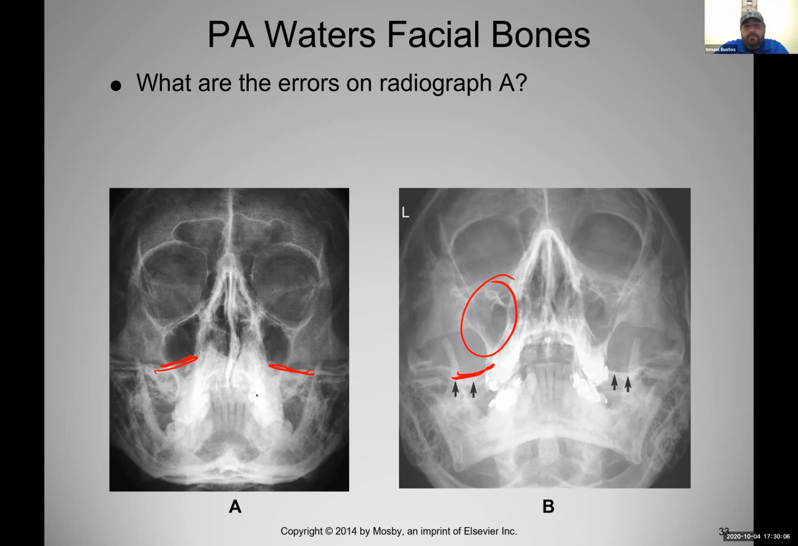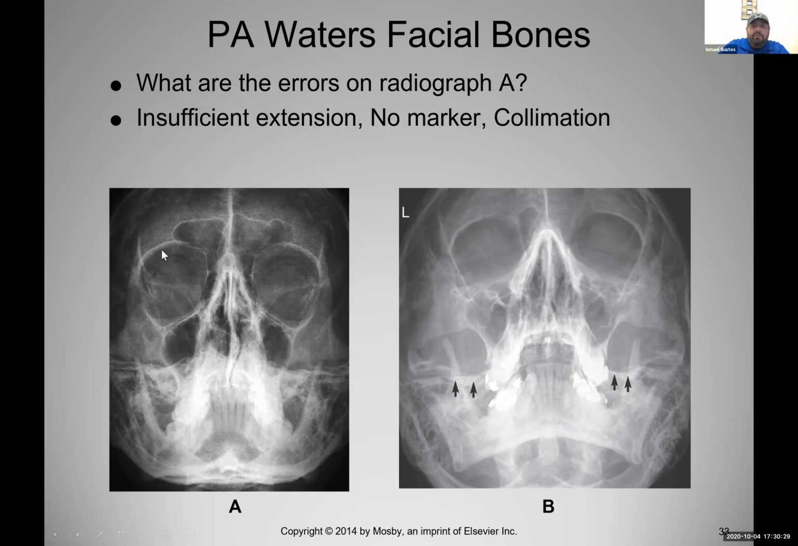What else? No marker, right? Definitely. And then also, if we're looking at the zygomatic arches here, what happened? They were cut off, right? So you have a collimation problem. So remember, when you're doing these Waters projections, most of the time you want to make sure you include the entire skull. That way you can see all of the facial bones, okay? So insufficient extension, no marker, and then collimation problem.